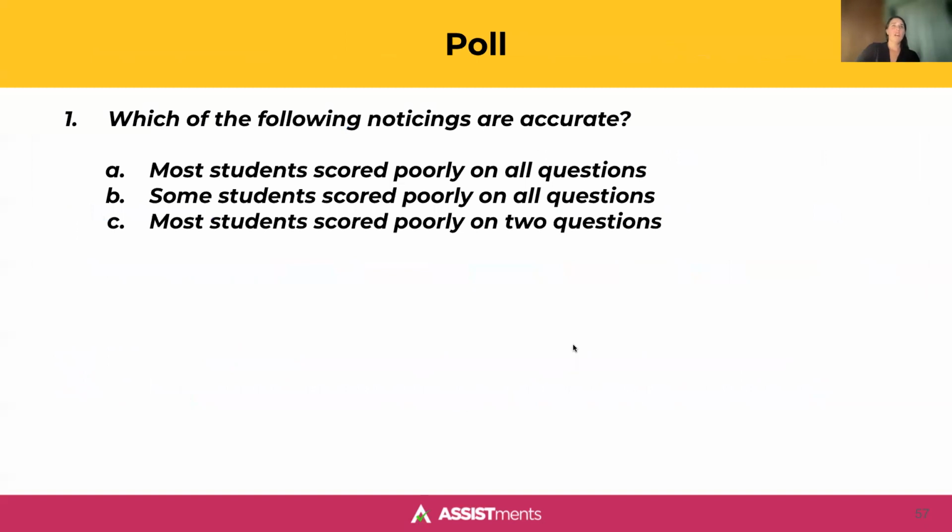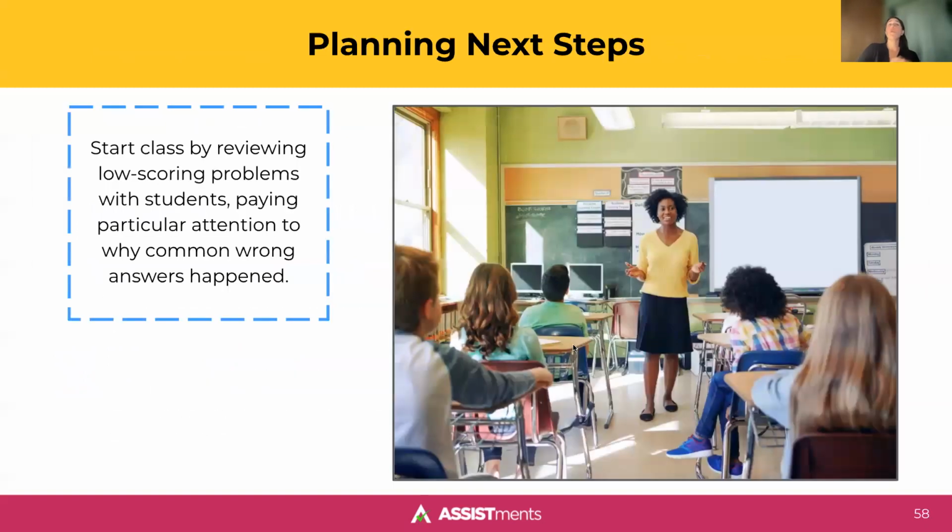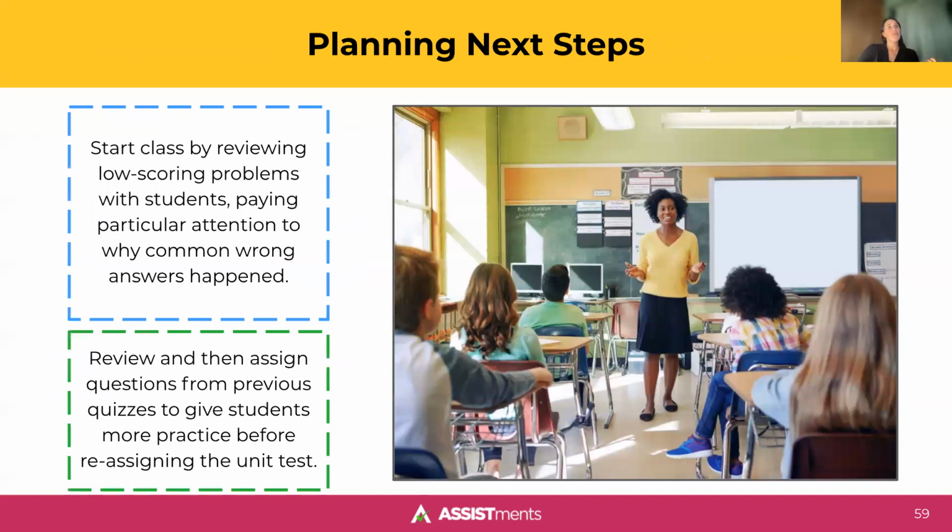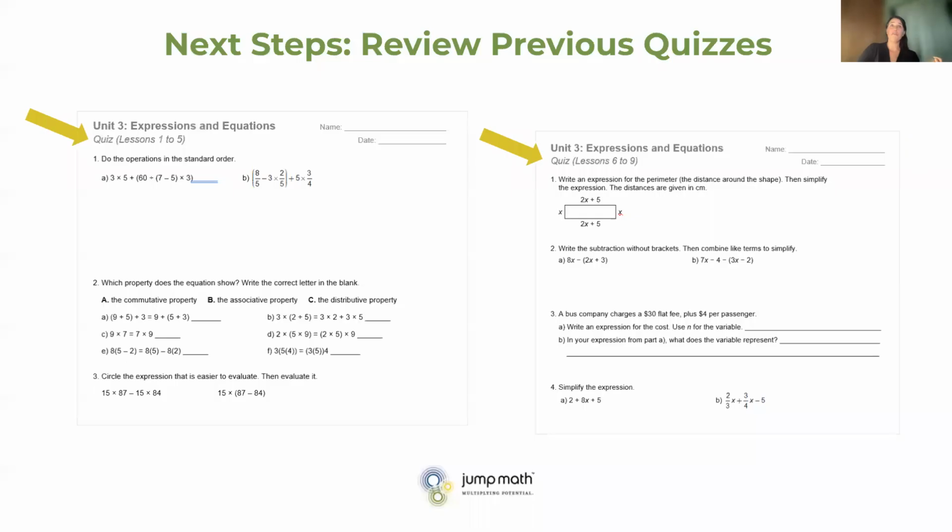All right, thanks, Carrie. I'm going to move forward here. So what could you do with this information? We already talked about this a little bit, but you could start class by reviewing those 2 low scoring problems, paying particular attention to why those common wrong answers happened. Then you could review and assign questions from previous quizzes or give students more practice before reassigning the test. As teachers, we really like to make sure students reach mastery, so you can do that by reassigning the same topic or finding other questions aligned to that standard to assign, just like in the last scenario.